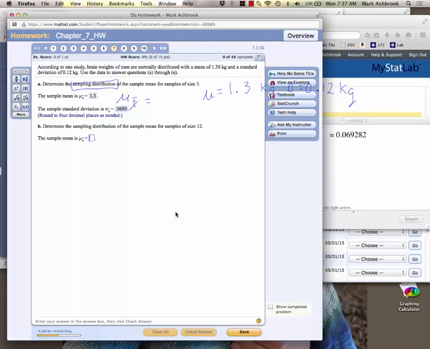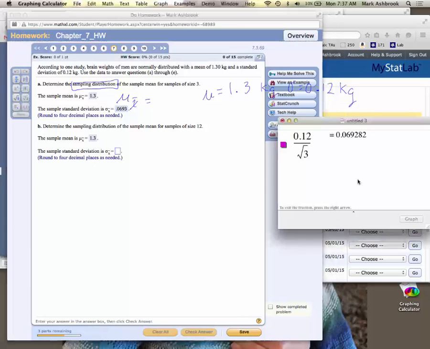Okay, determine the sampling distribution of the sample mean of samples of size 12. Again, if you take every sample of size 12 and you look at those means and take the mean of those means, what are you going to get? 1.3. But now how will the standard deviation of this sampling distribution compare to the one before? Will it be bigger or smaller? Smaller. If you take bigger samples, then your means will be closer to the population mean, so it'll be tighter around that. The way we calculate that is 0.12 divided by the square root of 12, right? 0.0346.